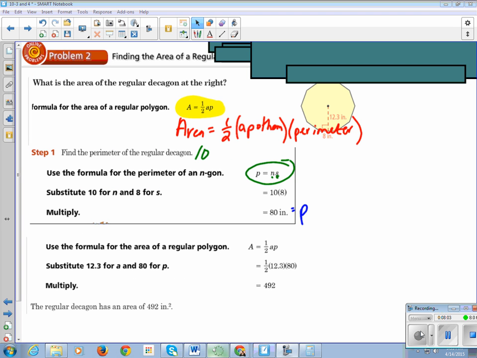All right, so the area of a regular polygon is 1/2 the apothem times the perimeter. A decagon has 10 sides. The perimeter is 10 times the side length, which in this case is 8.